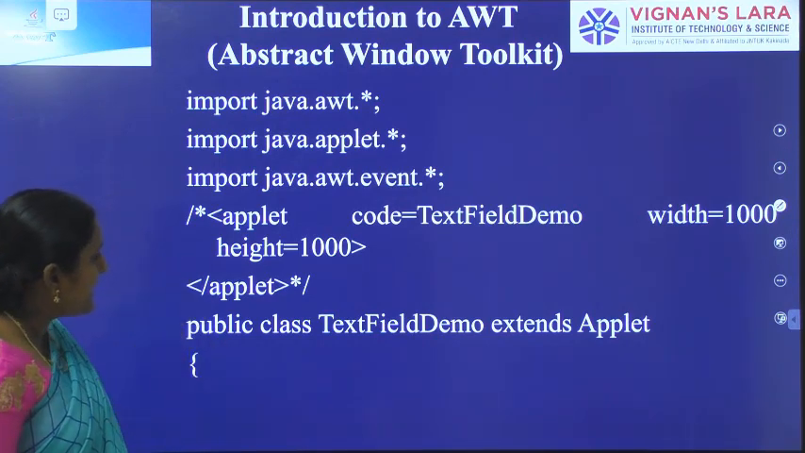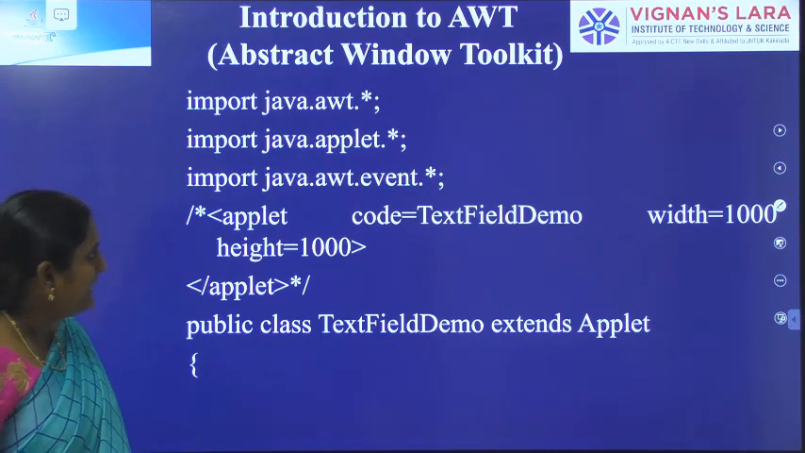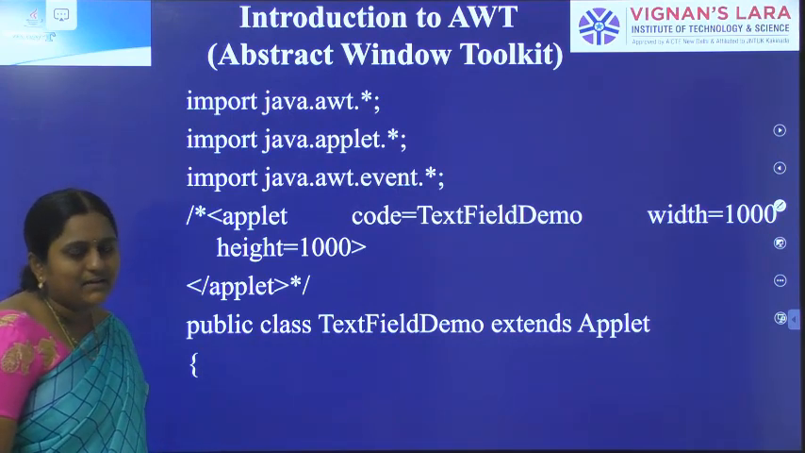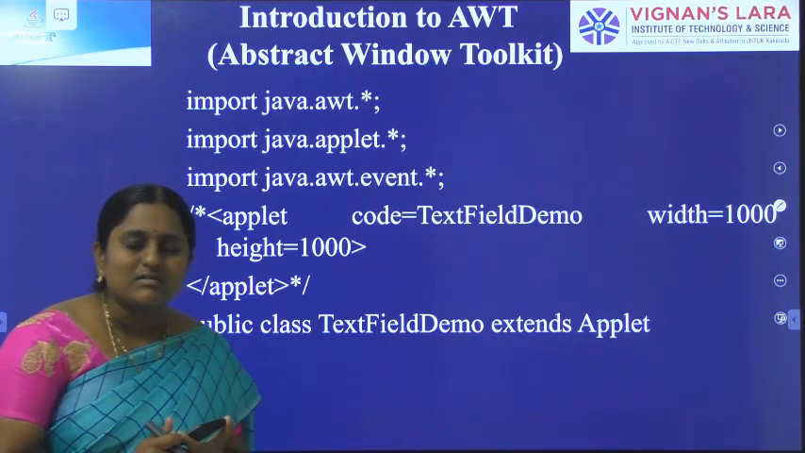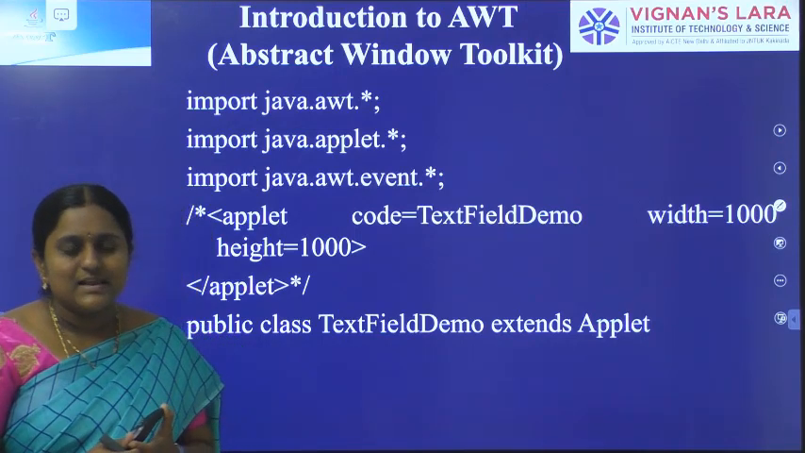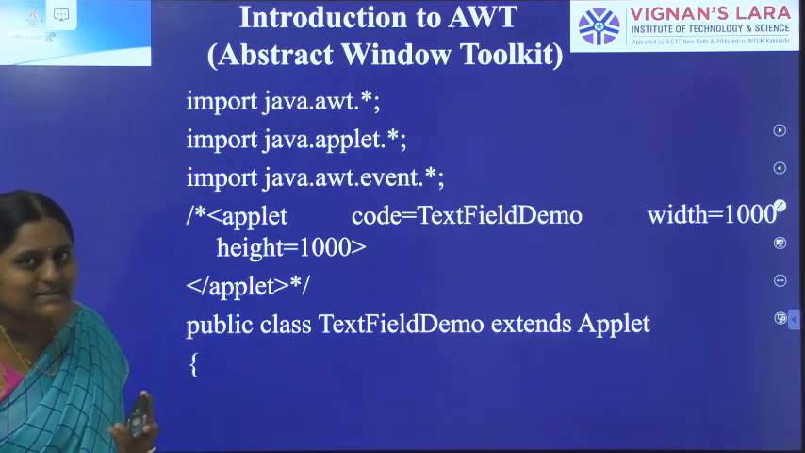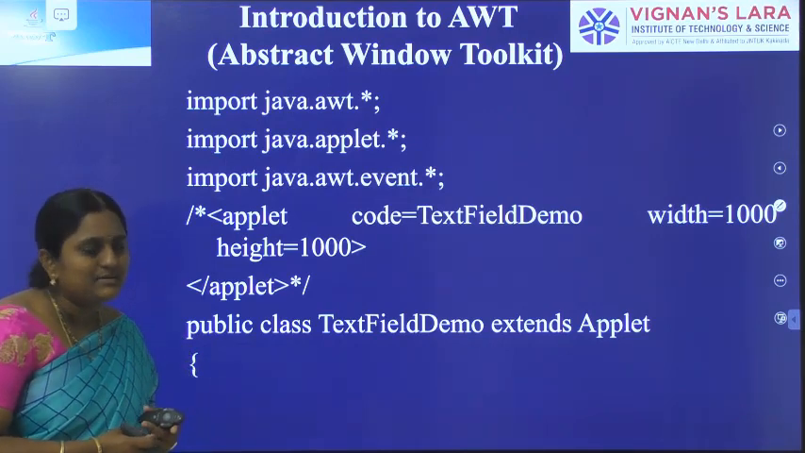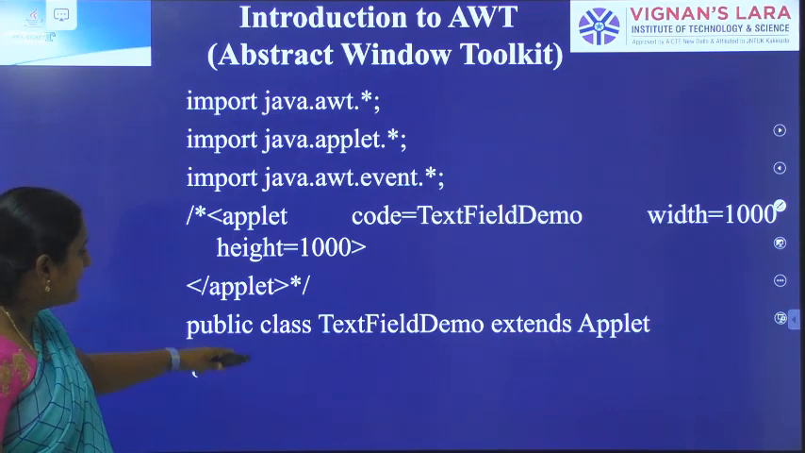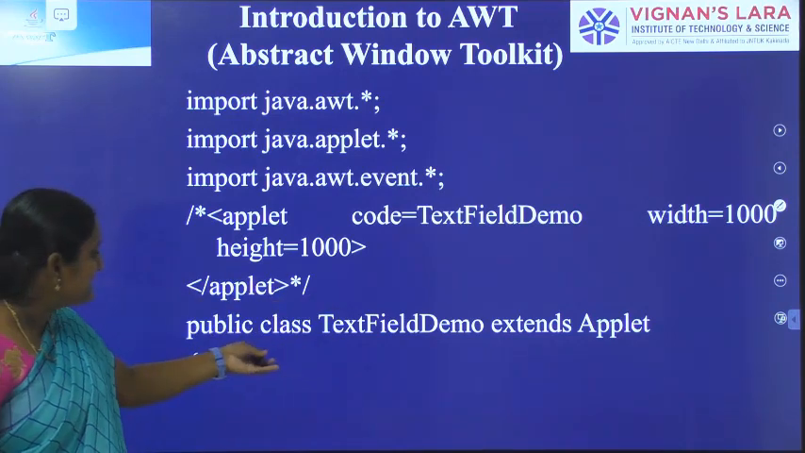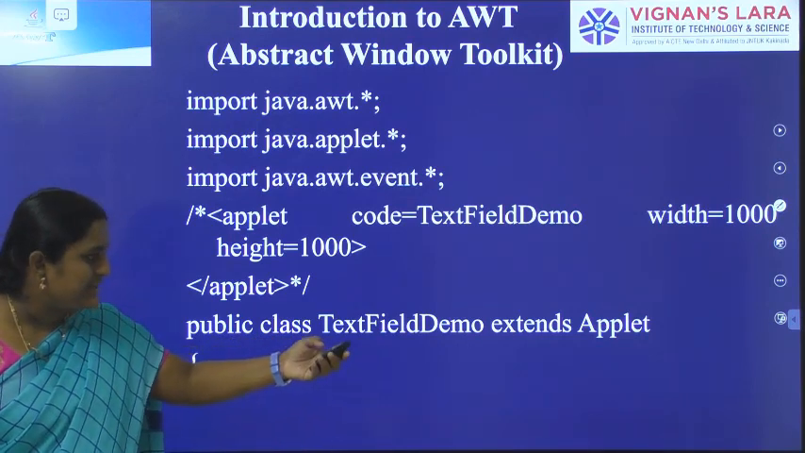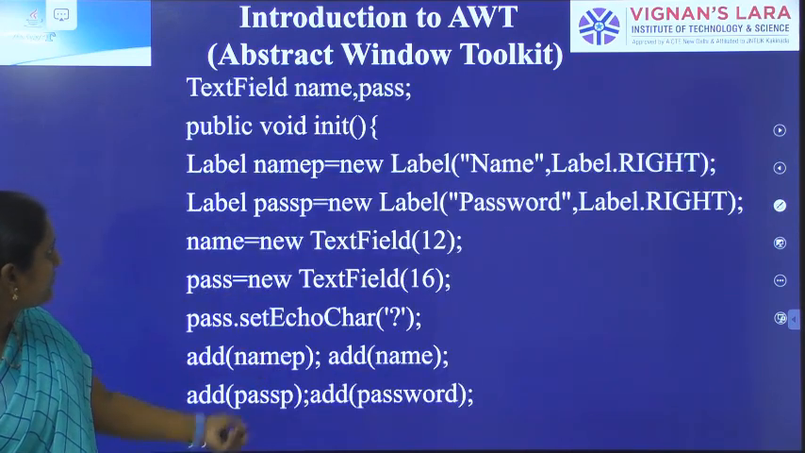Here, first of all, we are importing the packages, AWT and applet. What packages are required in our program? We have to import them. It is highly recommended to import all packages, because all the classes are present in packages. In Java, every class is a part of some package. Here, write the applet code, enclosing our code in comment lines. Next, public class TextFieldDemo extends Applet. Our class is a subclass of the Applet class.